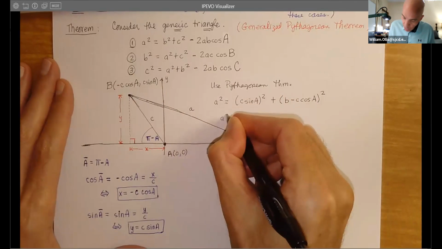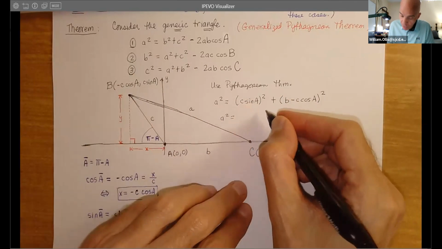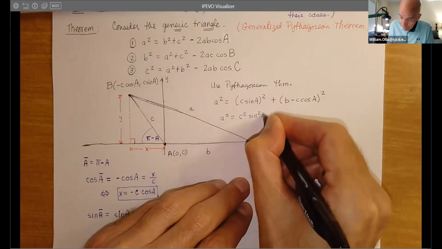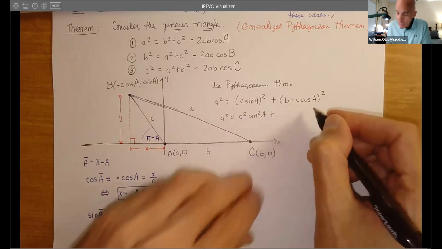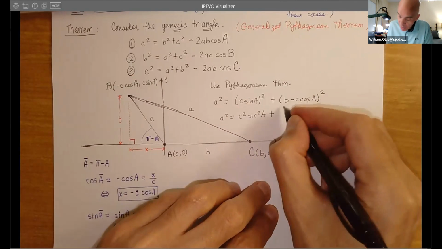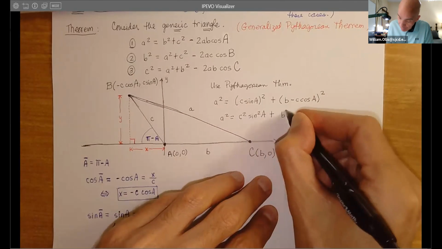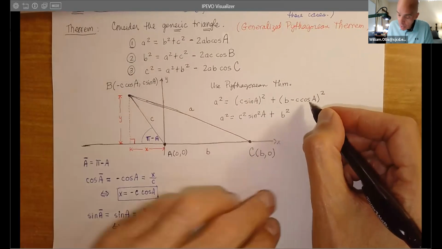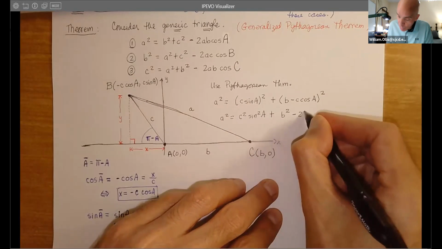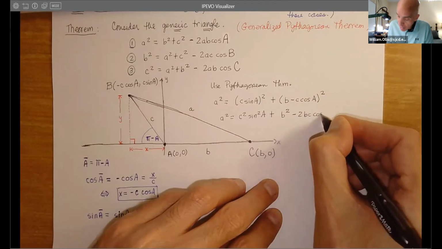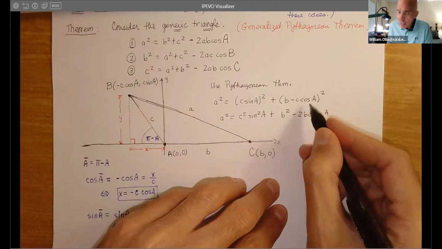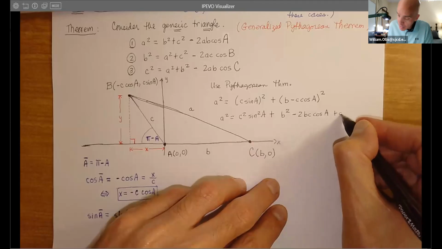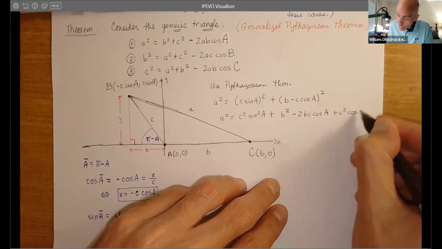So we have a squared. And of course, if we square this, we get c squared sine squared A. And now we can square the binomial. So we're going to get b squared. And then take the product of these two and hit it with a 2. So that gives us minus 2bc cosine A. And then square the last term of the binomial. This will give us plus c squared cosine squared A.